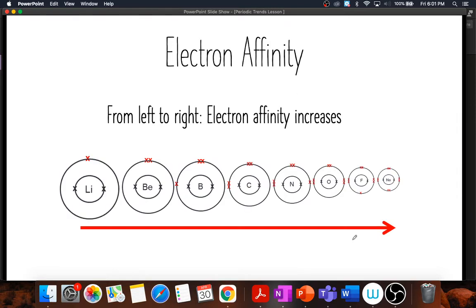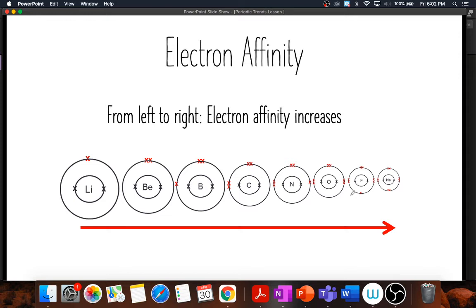So when you're moving from left to right, electron affinity increases. And just by looking at the number of valence electrons, we can kind of explain it, right? Lithium has one electron. If it gains another one, that's not really much use to it, right? But let's take a look at fluorine. Fluorine has 7 valence electrons. If it gains one, it becomes more stable. So in doing so, if it gains one electron, it releases more energy because it's becoming more stable.